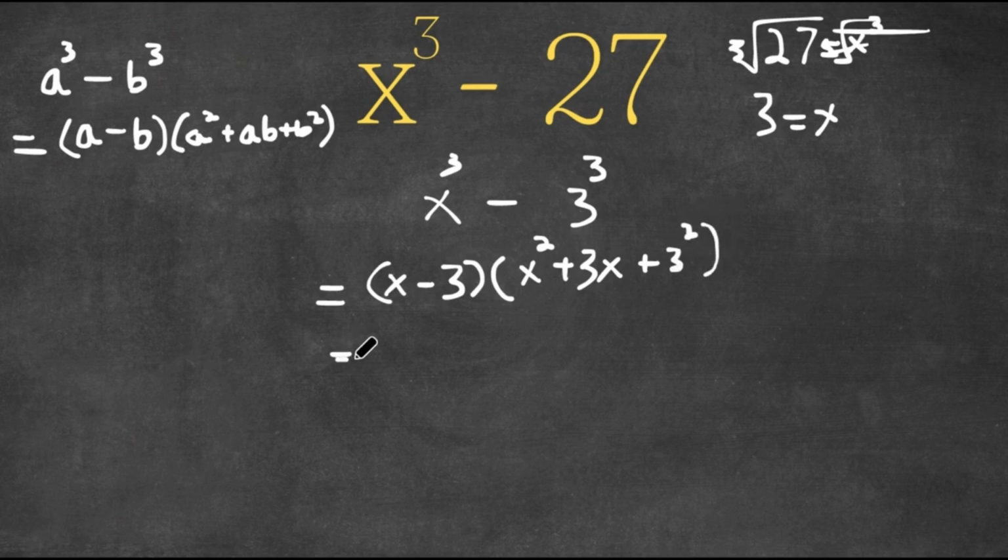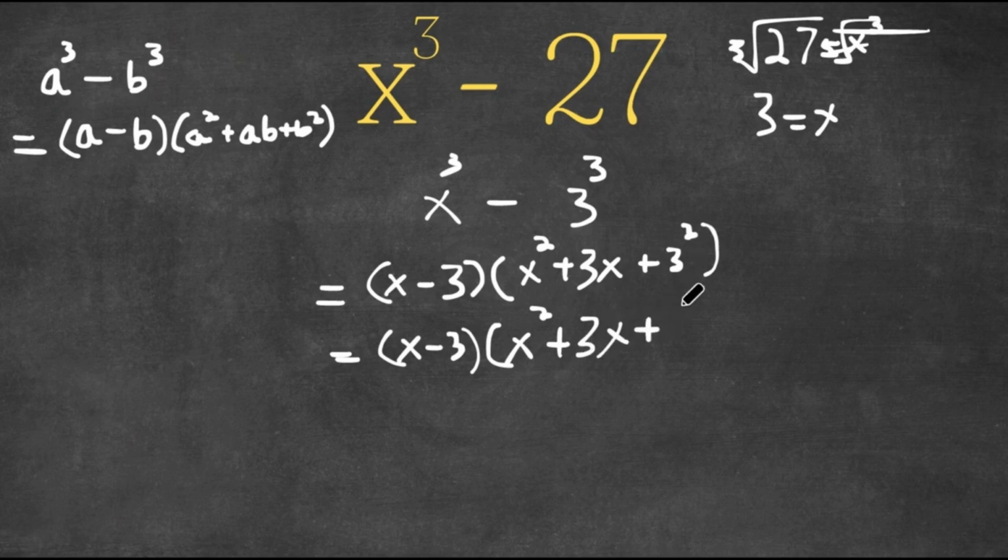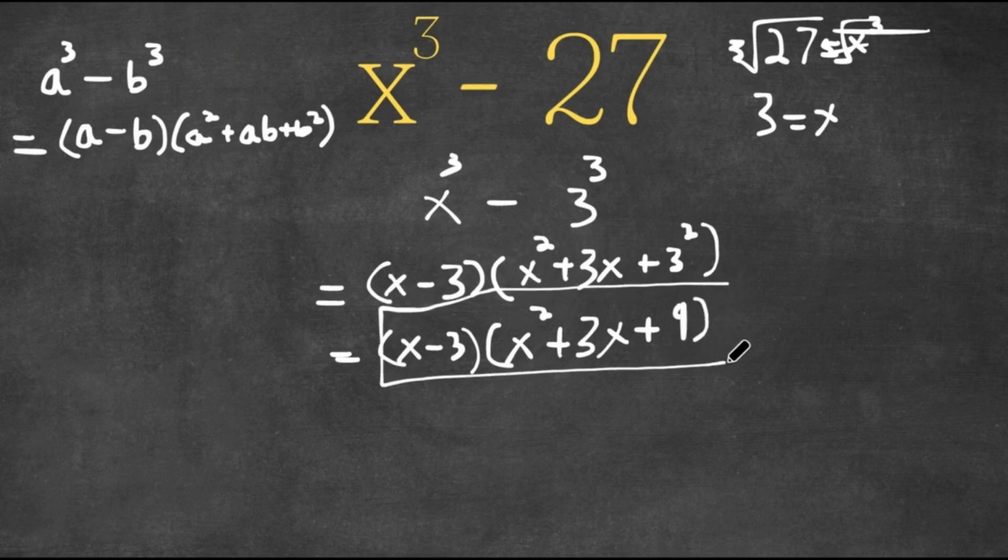Now this would equal x minus 3 times x squared plus 3x plus 3 squared, which is 9. So this is going to be our answer in factored form.